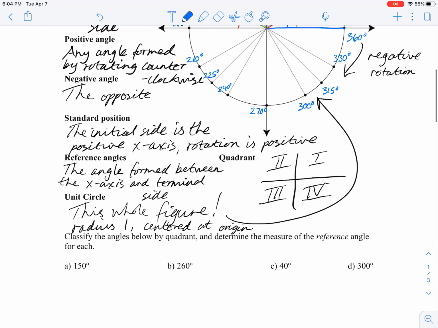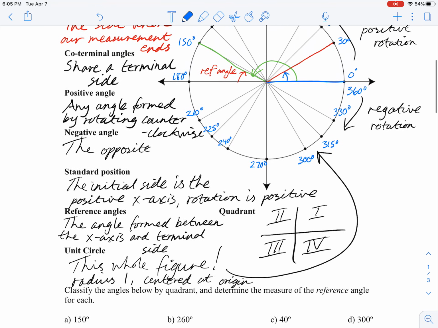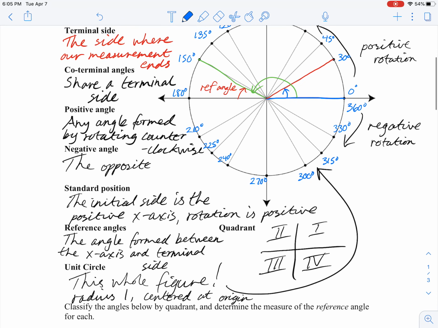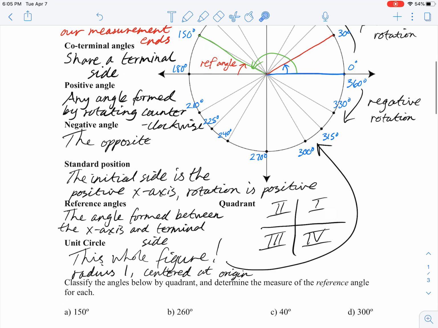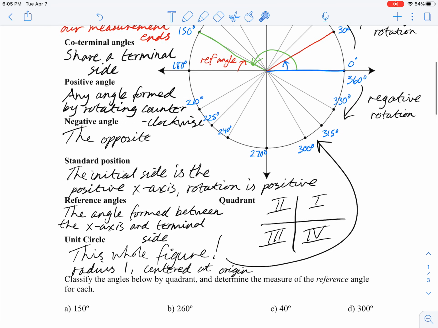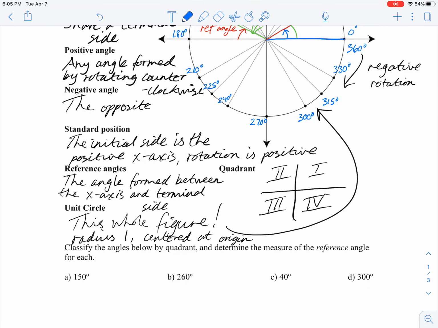Now, classify the angles below by quadrant and determine the measure of the reference angle for each. Well, 150 degrees. That is actually an angle we just put into place. Right there, 150 degrees. So it is in fact the angle measure that is in green right here. 150 degrees is in the second quadrant.